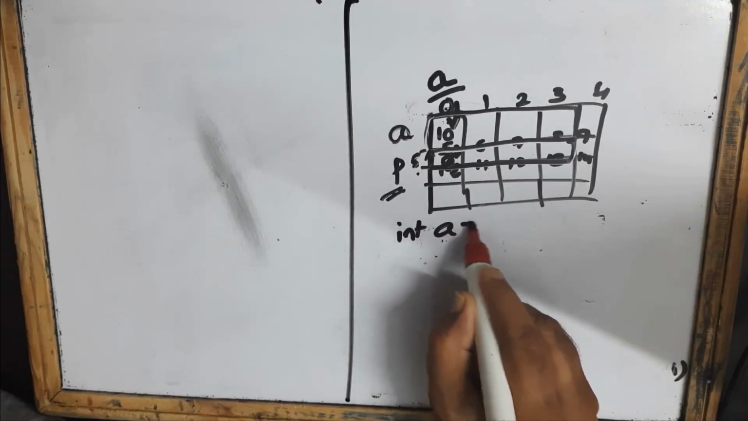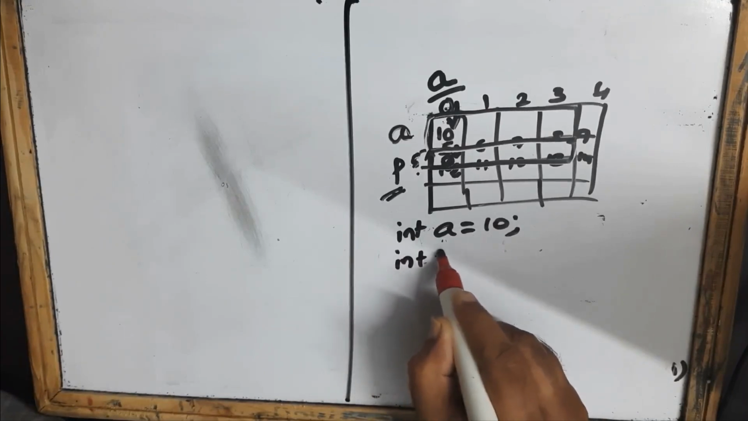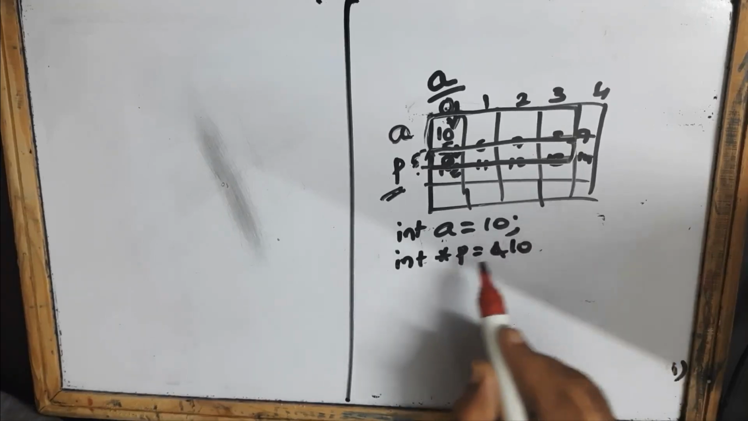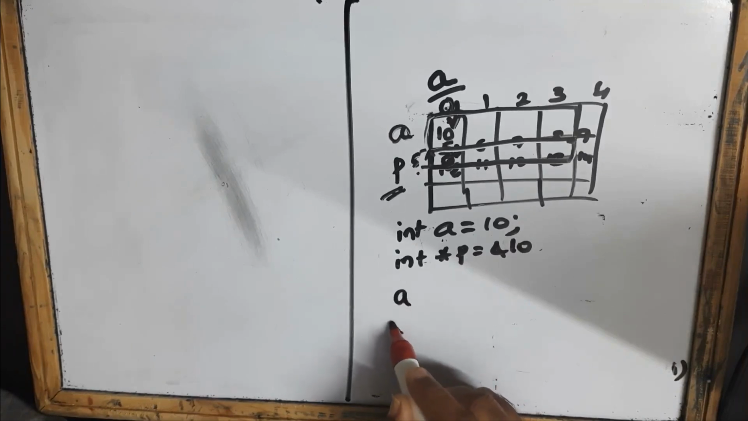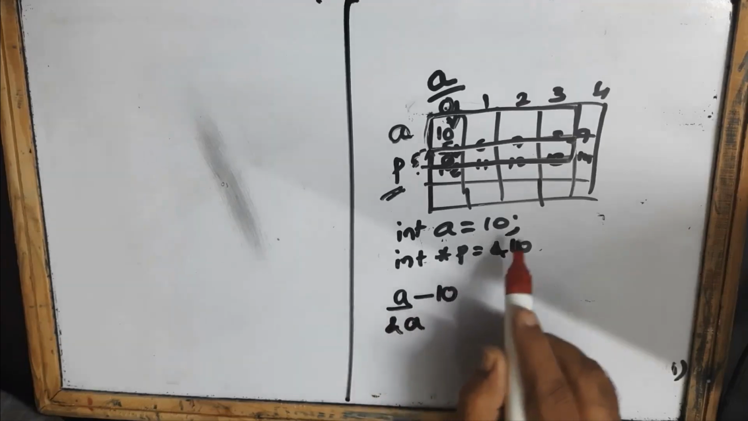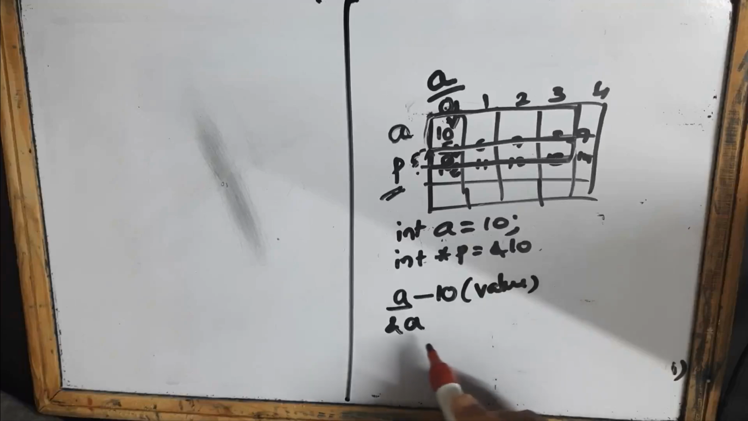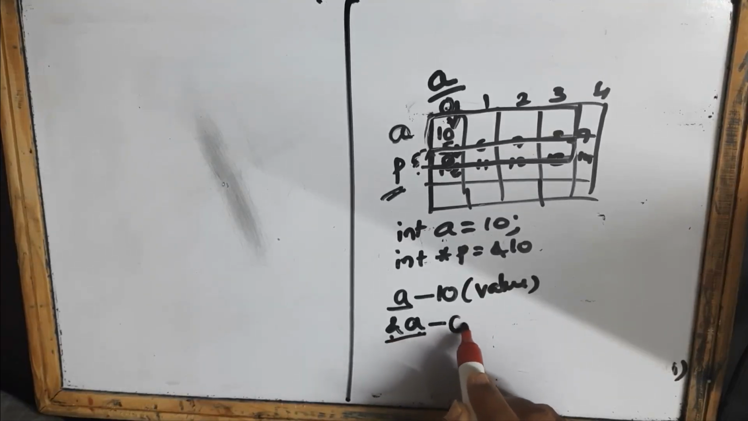int a = 10; int *p = &a; So that means you can use a and &a. a means you can access 10, that is the value, and &a means the address of a, that is 0 here.